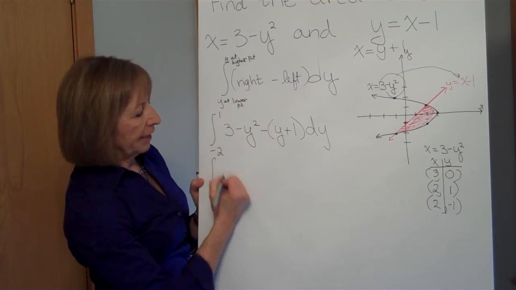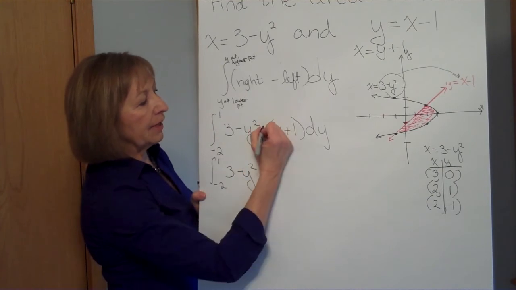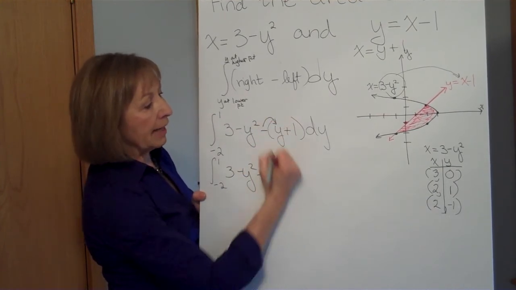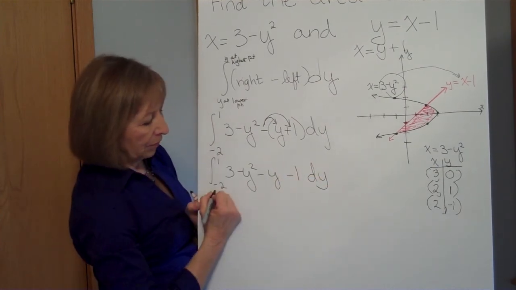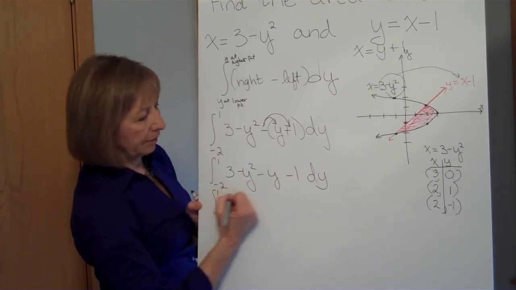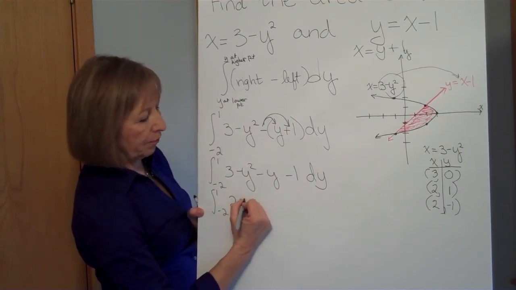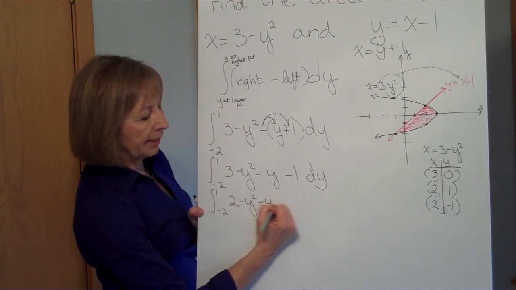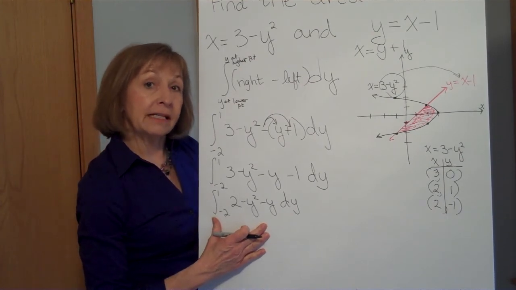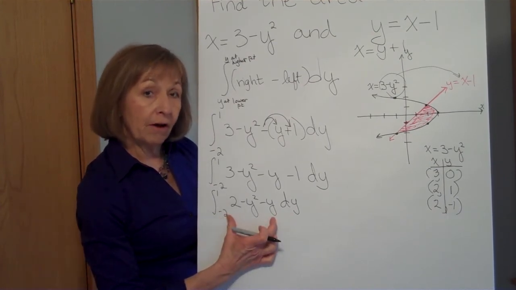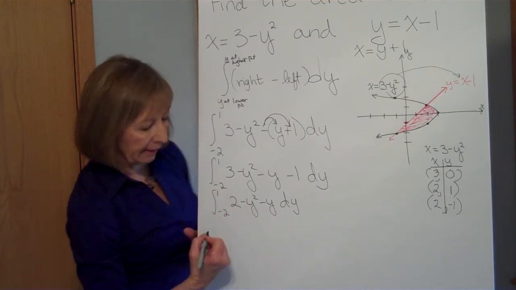When we look at the integral from -2 to 1 of 3 minus y squared, and then minus (y minus 1) dy, we're going to combine like terms. So 3 subtract 1 is 2, minus y squared minus y dy. We can now find this definite integral by doing the antiderivative of the integrand and then plugging in the top number minus plugging in the bottom.